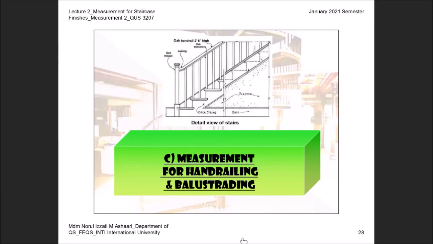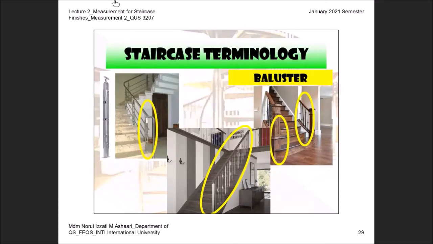Okay, the last part for today is the measurement for handrailing and balustrading. Under measurement for handrailing and balustrading, before we move to further detail, I would like everyone to take note of the terminology. Okay, you need to know that this is the baluster. There are a few materials that the baluster can be made from.